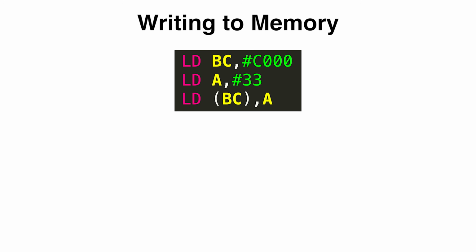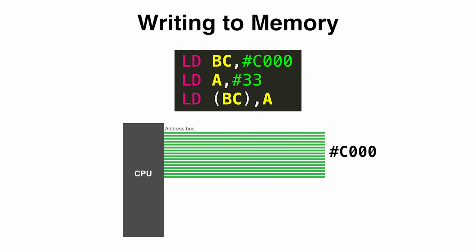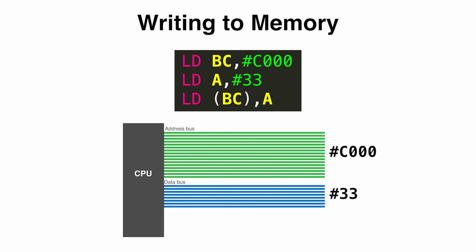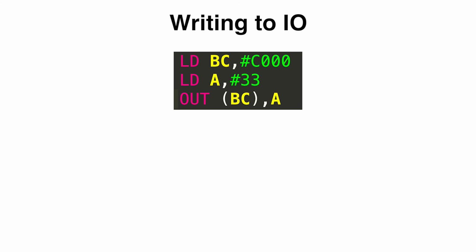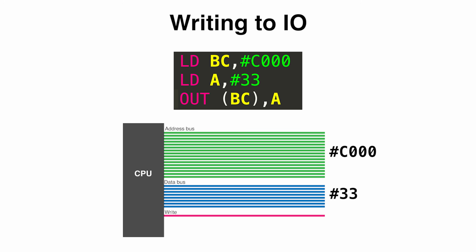On a Z80, to write some data to a memory address, we could do something like this. That puts C000 on the address bus and 33 on the data bus, and then sets the write and MREQ memory request signals. The rest of the system detects that and puts that data in the right location. Perfect. The out instruction functions the exact same way, except that instead of setting the MREQ signal, it sets the I/O request signal. That simple.